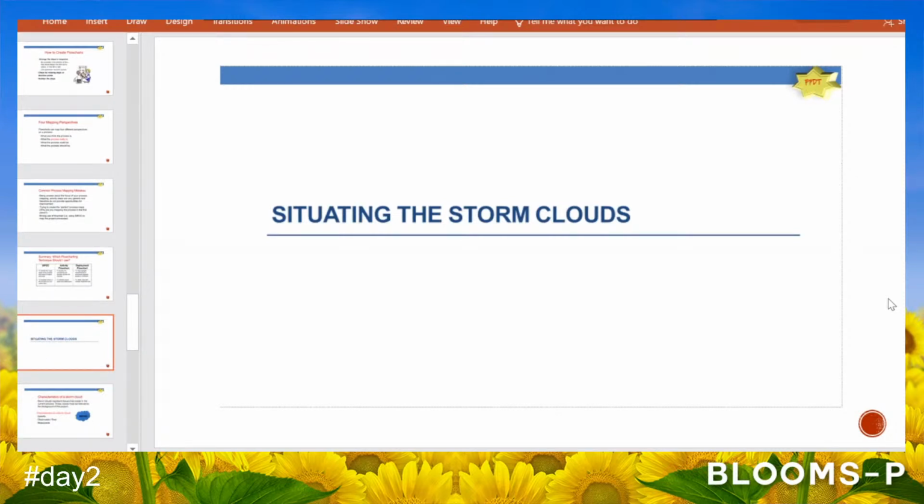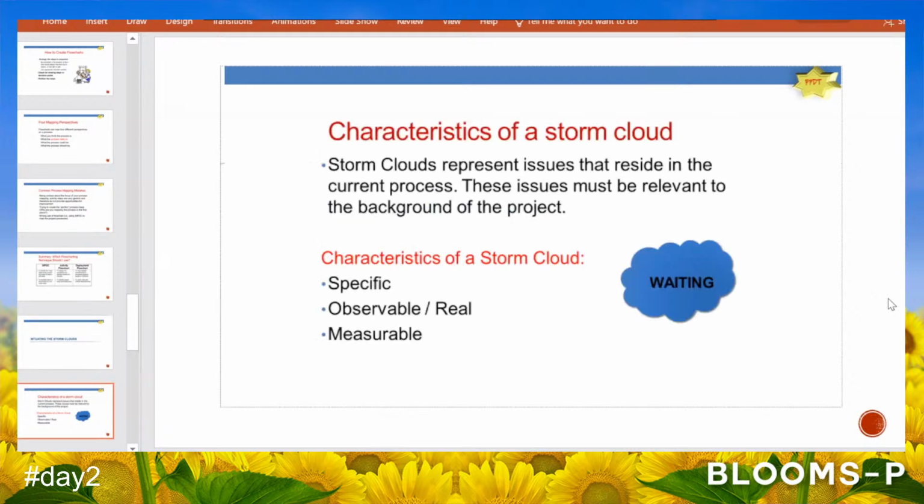Okay, let's try to talk about the storm clouds. Let us now situate the storm clouds. Characteristics of a storm cloud: storm clouds represent issues. These are issues that reside in the current process. So these issues must be relevant to the background of the project.